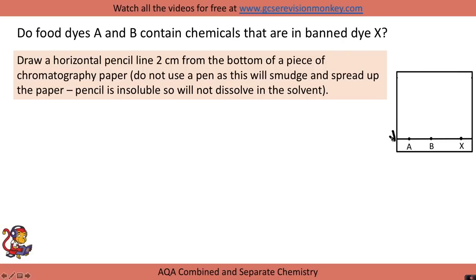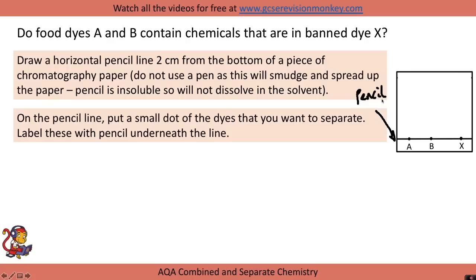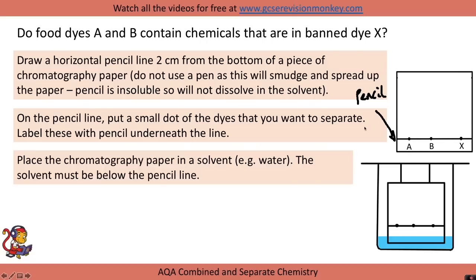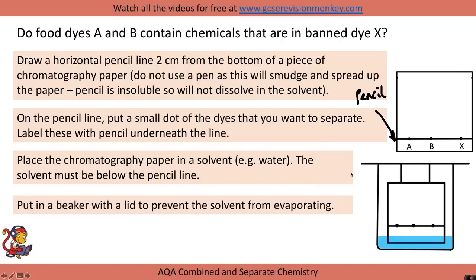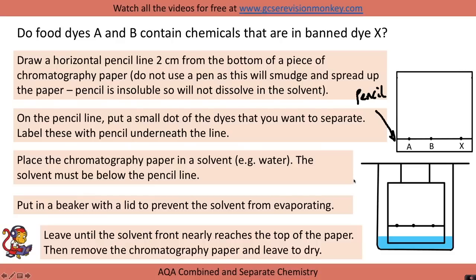So this line that we draw on must be drawn in pencil. On the pencil line, put a small dot of the dyes that you want to separate and label these with pencil underneath. I've labelled them A, B and X. Place the chromatography paper in a solvent, for example water. The solvent must be below the pencil line. Put it in a beaker with a lid to prevent the solvent from evaporating. Then we leave until the solvent front nearly reaches the top of the paper, then remove the chromatography paper and leave to dry.